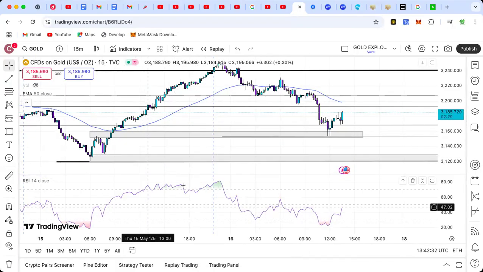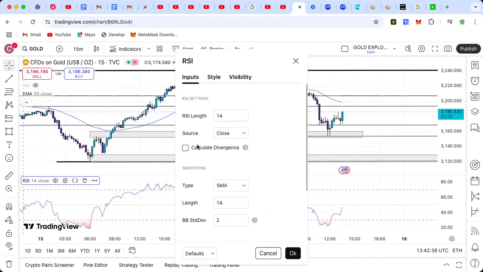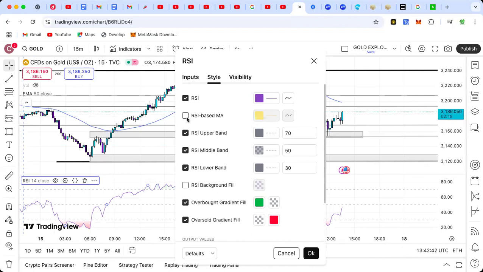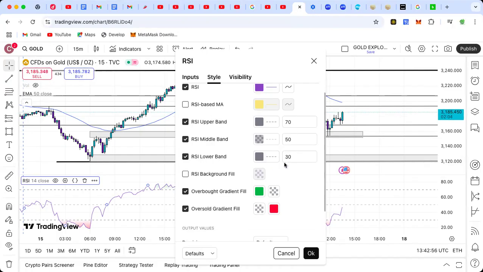So the next is your RSI. You can do any setting you want, but just to make it simple, let it be on 14 and all that, the style, all right? You can remove this or you add it. Sometimes you just remove it since that's not what you are relying on, so you remove this RSI-based moving average. Now you want to leave everything very simple, the way they are.